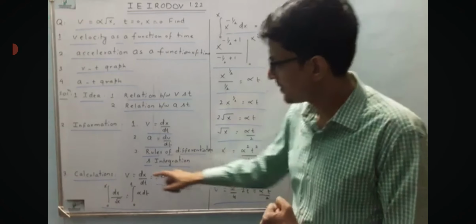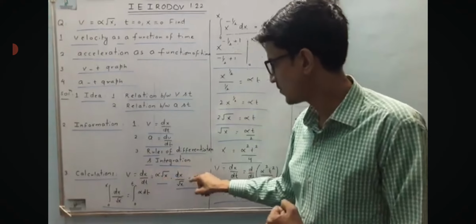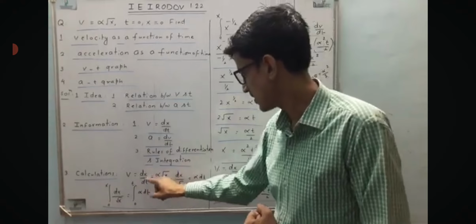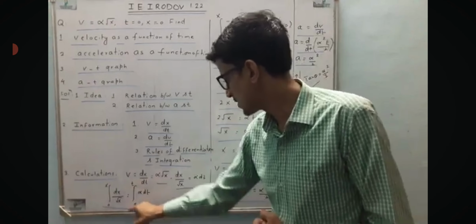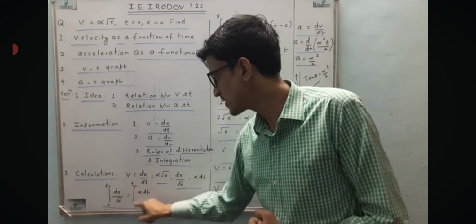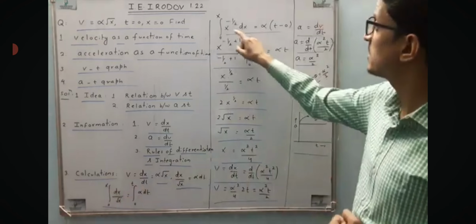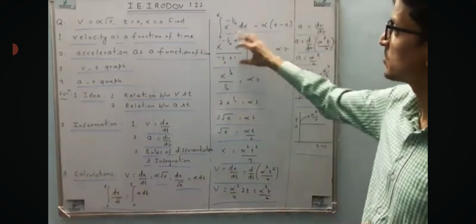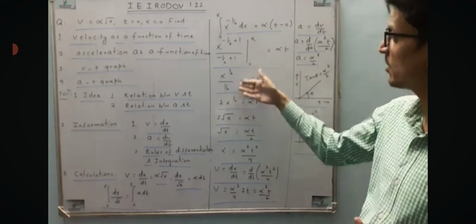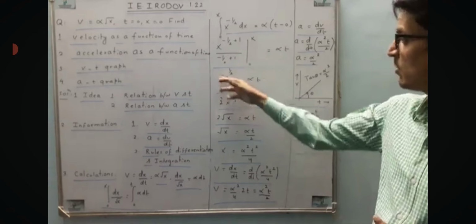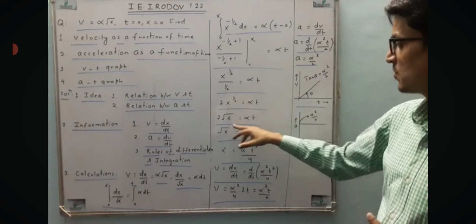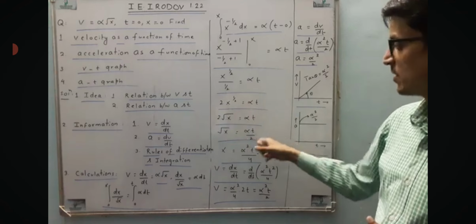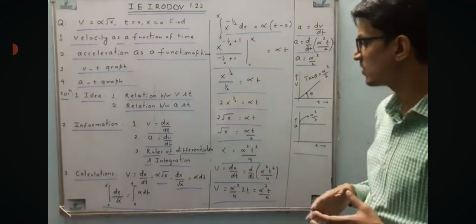V is dx by dt, v is alpha root x. So from here you just take this root x over here. So dx by root x is alpha dt. Applying the limits from 0 to x here, and from 0 to t here. So this is x to the power minus half dx is alpha into t. You just integrate that, and it will be x to the power half upon half is equal to alpha t. The 2 you can take over here. So 2x to the power half is alpha t. So root x is alpha t by 2. Just square that, and we get x is equal to alpha square t square by 4.